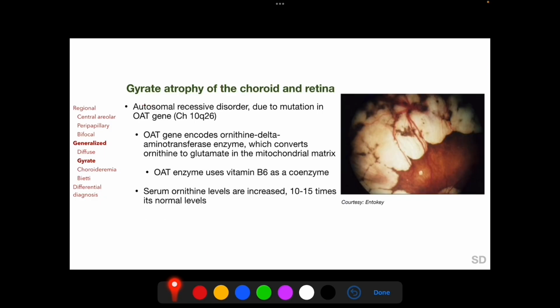Gyrate atrophy of the choroid and retina is an autosomal recessive disorder which occurs due to mutation in the OAT gene, which encodes ornithine delta aminotransferase or OAT enzyme, which converts ornithine to glutamate. The OAT enzyme uses vitamin B6 or pyridoxine as a coenzyme, and this is therapeutically important. Because of deficiency in ornithine aminotransferase, serum ornithine levels are increased in patients with gyrate atrophy of the choroid and retina, sometimes to 10 to 15 times its normal levels.